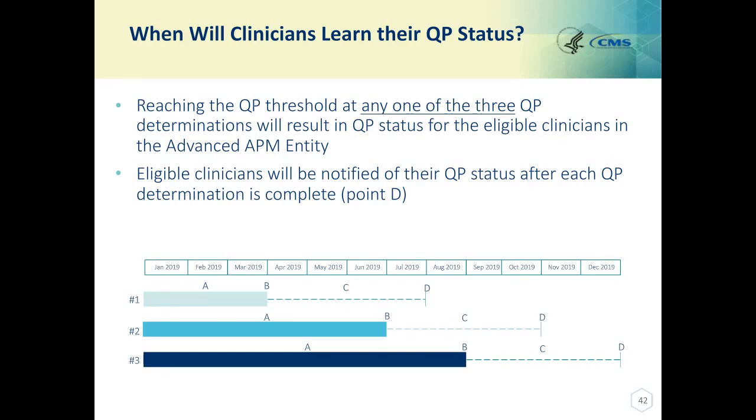Again, I'll reiterate, if you reach the QP threshold at any one of the 3 QP determinations, you will receive QP status for that eligible clinician in the advanced APM entity. So eligible clinicians will be notified at that point D in time after the claims run-out and after our calculations. Next slide.